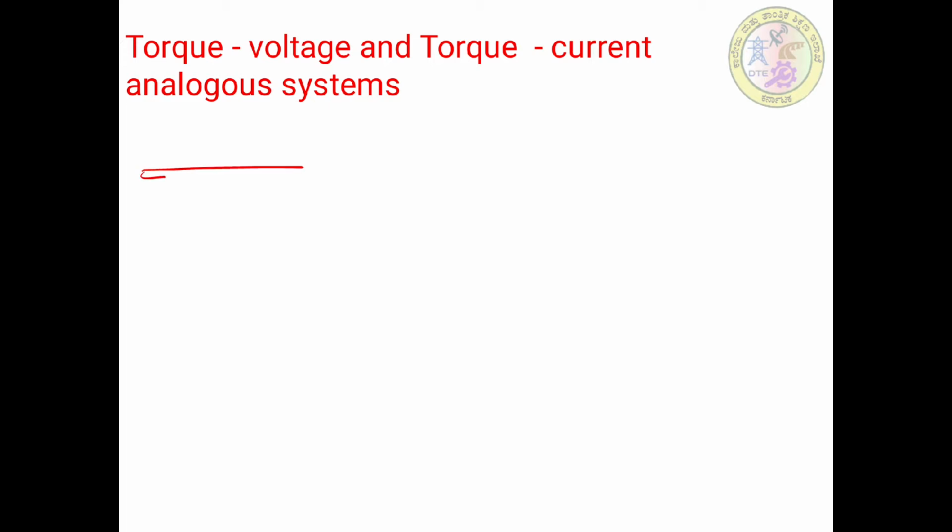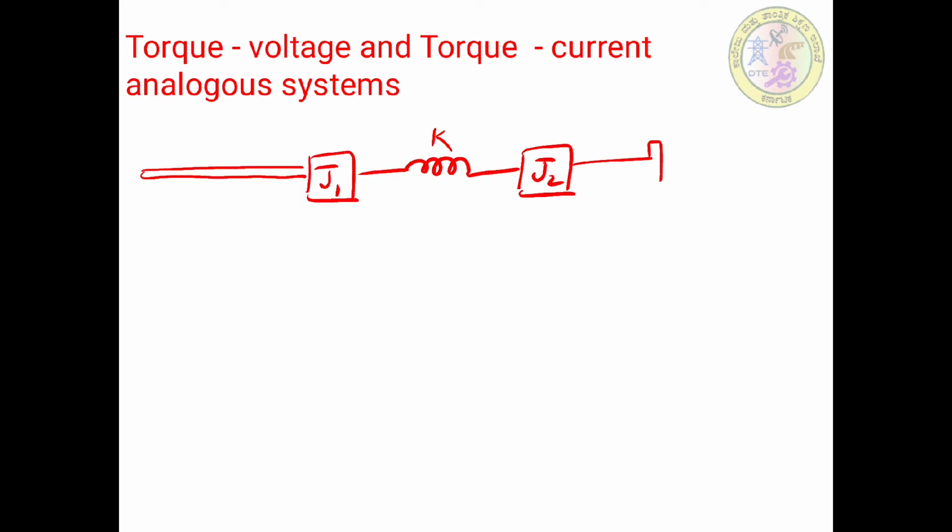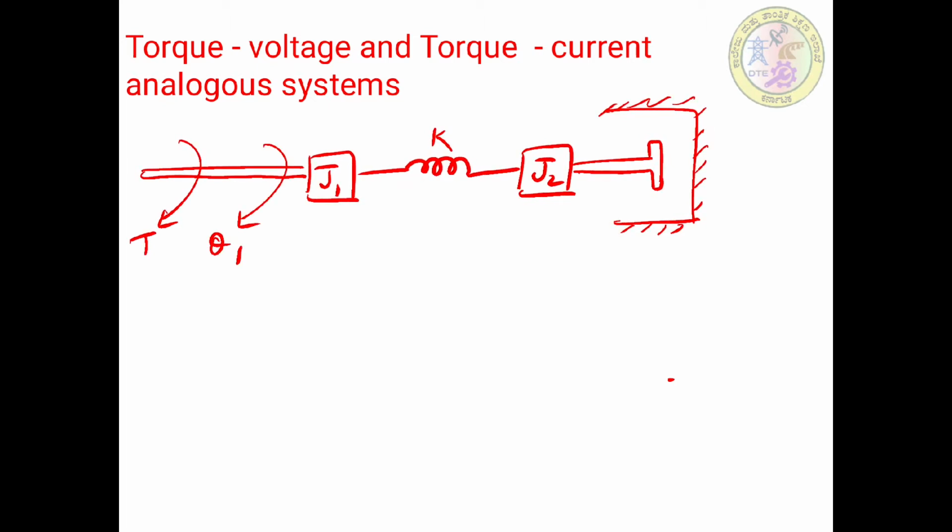So there is a shaft, and the mass J1 is connected, and we have a spring K, and then there is a mass J2, and applied torque T. Because of that, the displacement theta 1, displacement theta 2, and here we have friction B2 element also. So this is a given rotational system.